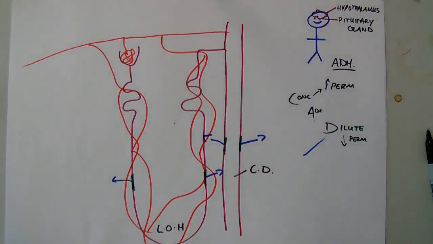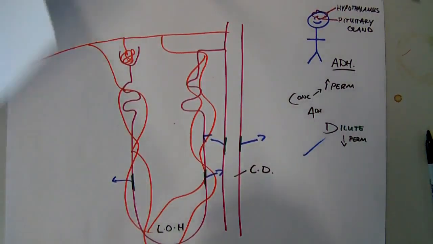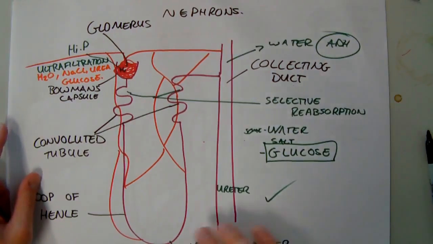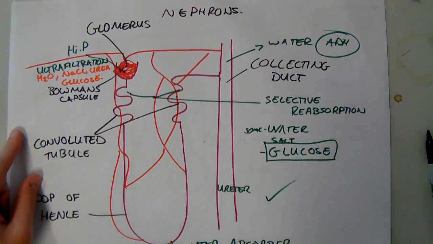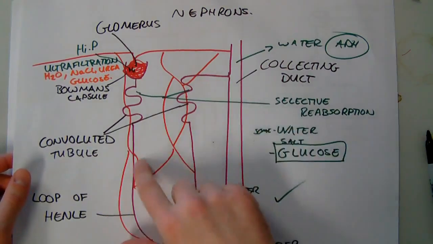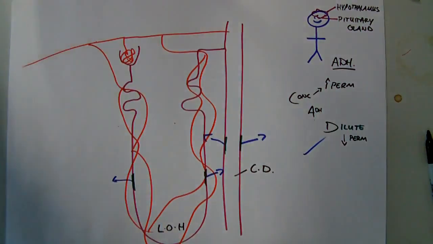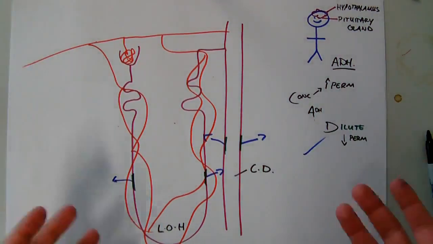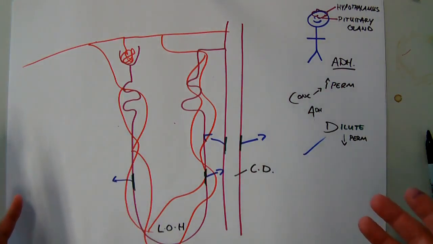Okay, quick chat then about how my nephron works. Now, we've already gone through how the nephron reabsorbs things like glucose and water and gets rid of urea. But what I'm talking about now is the fine control of the nephron and the collecting duct. Because sometimes we've got too much water in our blood and sometimes we've got too little water in our blood.